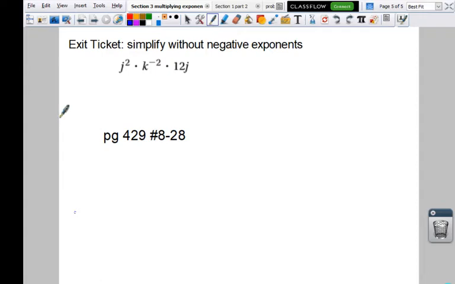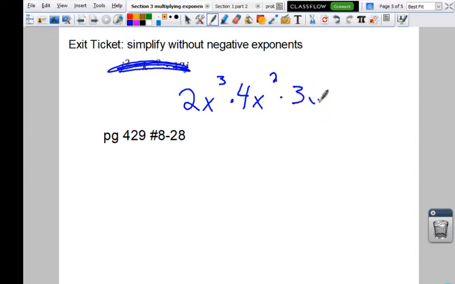So we're gonna go to your exit ticket, but because this is exactly the same as the one we just did, we're gonna skip it, and I'm gonna make up one real quick. 2x3 times 4x, I need 1. 2 times 3y.